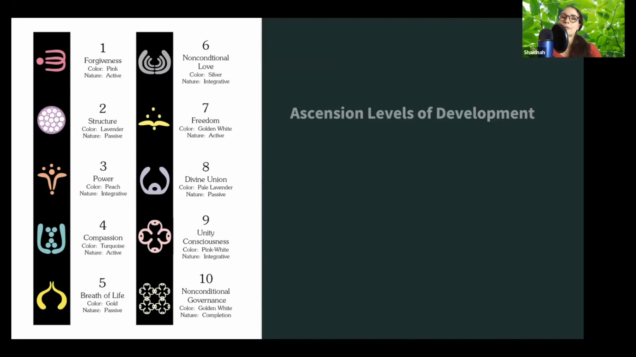Ascension levels of development. This is an image of the first 10 language of light glyphs. Language of light glyphs are a focus that we will be taking on during our ascension workshops, our Mapmaker workshops. We focus on each tone and vibration and color.